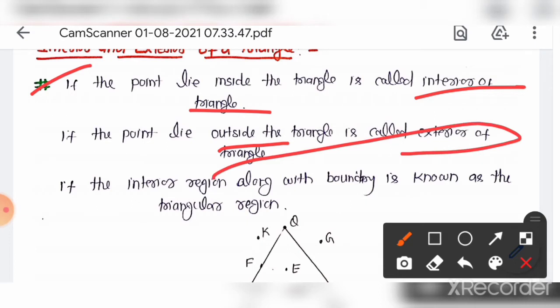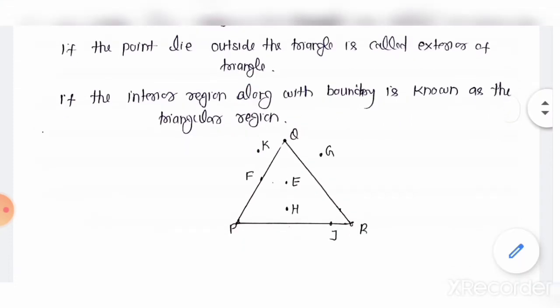The interior region along with the boundary is known as the triangular region. So we have discussed two concepts: the definition of a triangle, and the concepts related to interior, exterior and the triangular region.